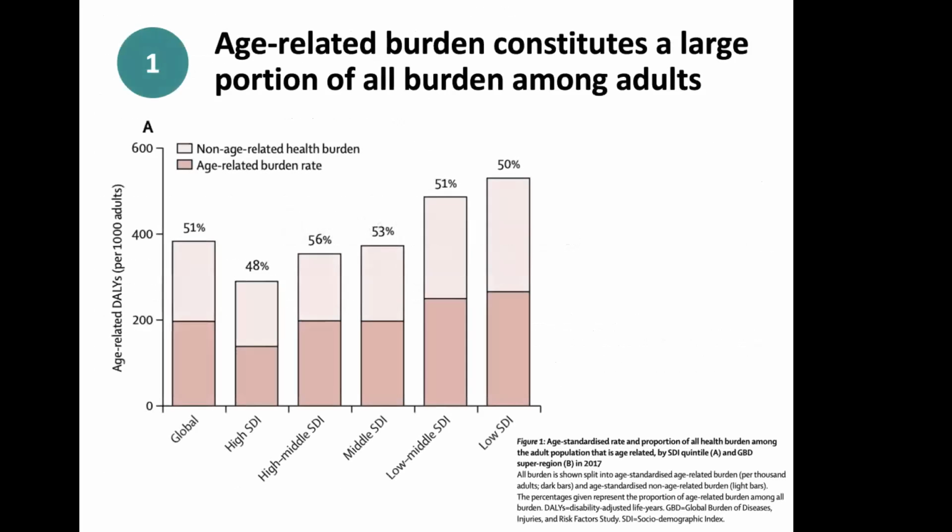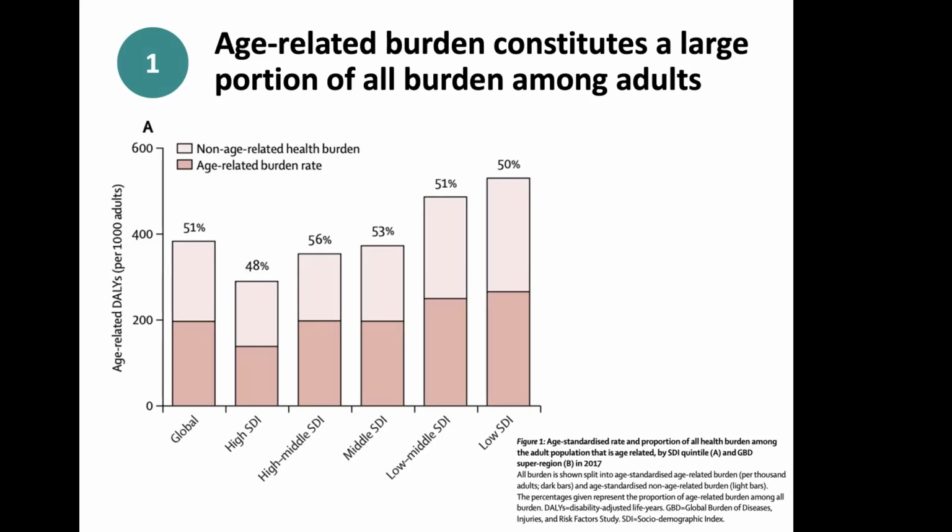So I have 5 key messages in this paper. The first is that age-related burden is a huge proportion of all burden among adults. So in this study, we only look at adults 25 and above. We don't look at anyone below 25.